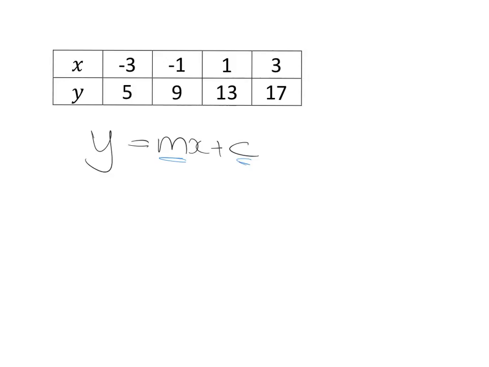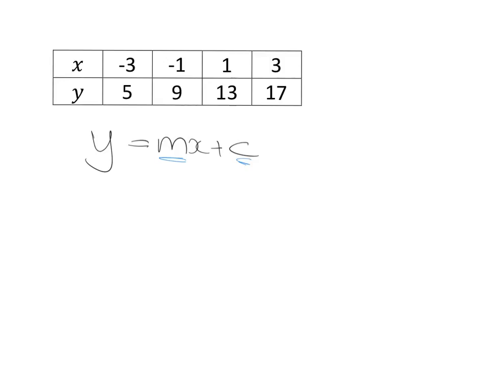Now the c is where the graph crosses the y-axis. So it is where your x value is 0. And unfortunately, they haven't given us in this table what happens when the x value is 0. So the nice easy option of finding the c isn't going to work for us this time. So alas, we have to go for the m.